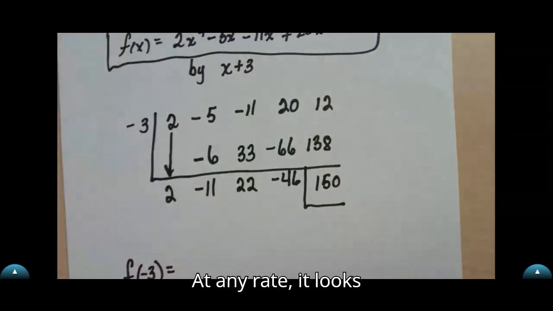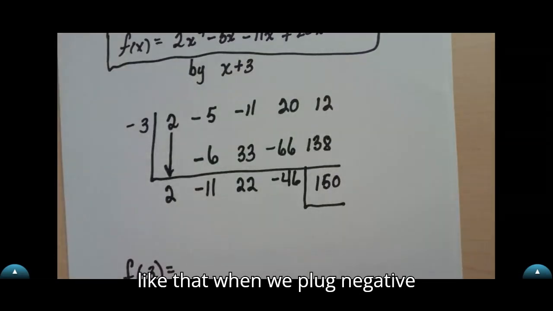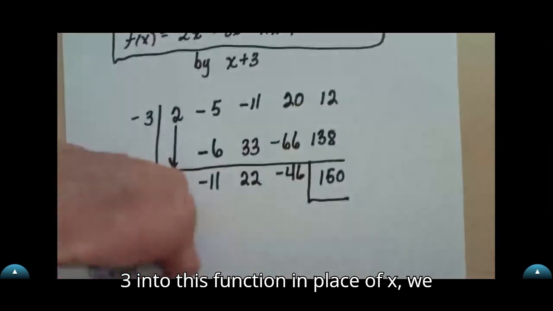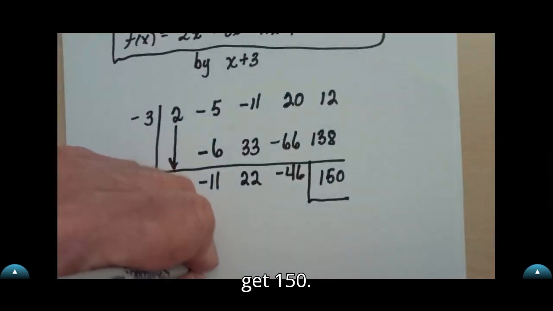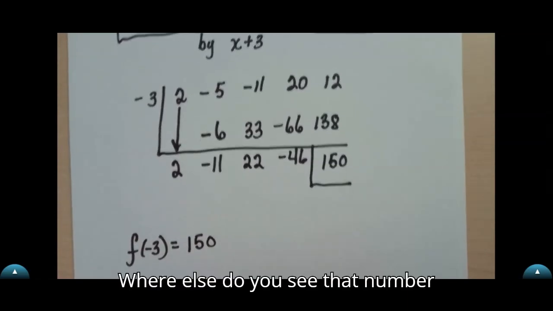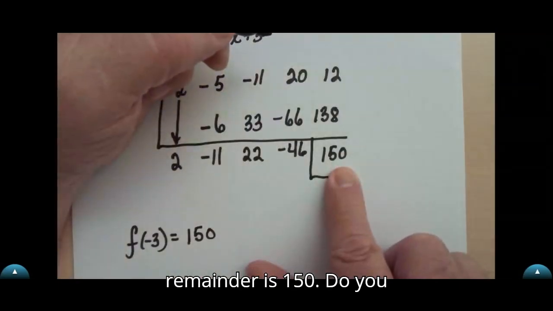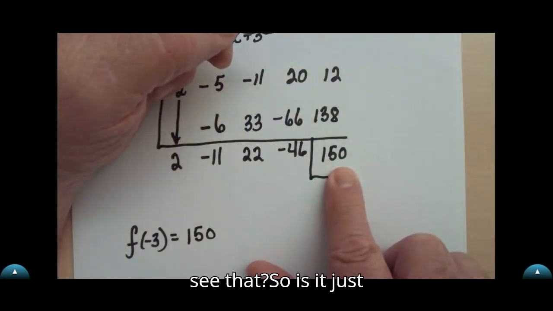At any rate, it looks like that when we plug negative 3 into this function in place of x, we get 150. Where else do you see that number 150 at? Oh, our remainder is 150. Do y'all see that?